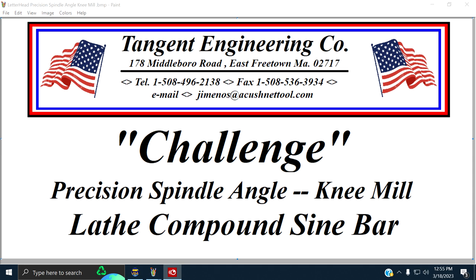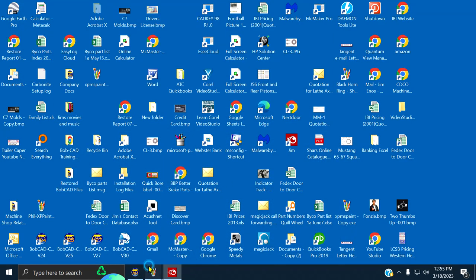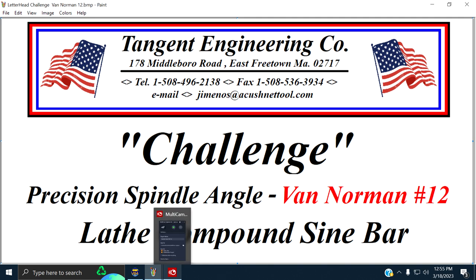So trying to defend my lathe compound sine bar, I'm going to give you my attempt to hit that curveball. I'm going to call it, hang on. There it is. Precision Spindle Angle. Van Norman number 12. That's what Rick has, right? That's what he told me. He's got a Van Norman number 12. How does he use my sine bar on that Van Norman? Nice pitch, guy. Let me see if I can do something with that.